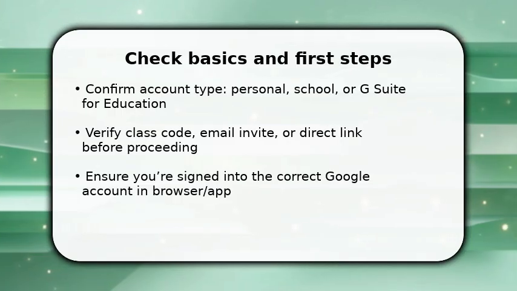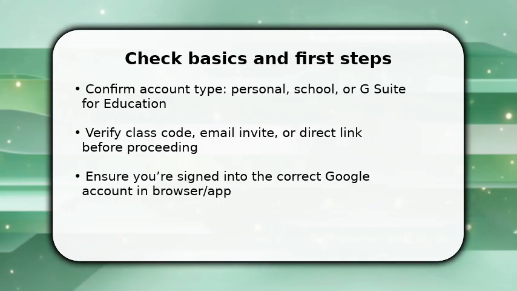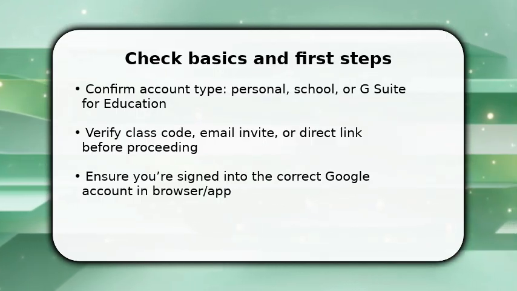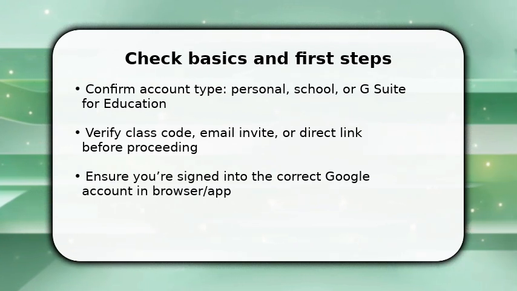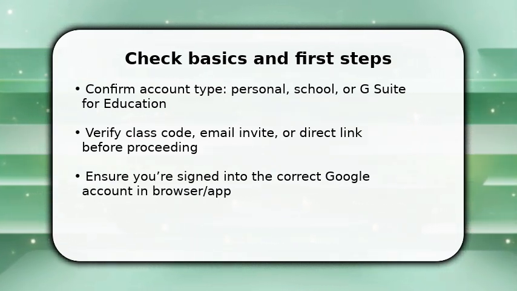Make sure you use the class code, invitation, or teacher's link exactly as provided. Small typos matter. This first set of steps rules out account mismatch and simple entry errors, so you can move to deeper checks. Now you dig into permissions and rosters.